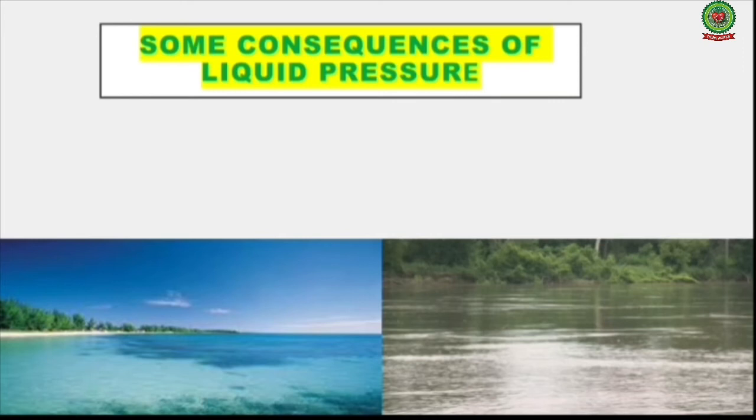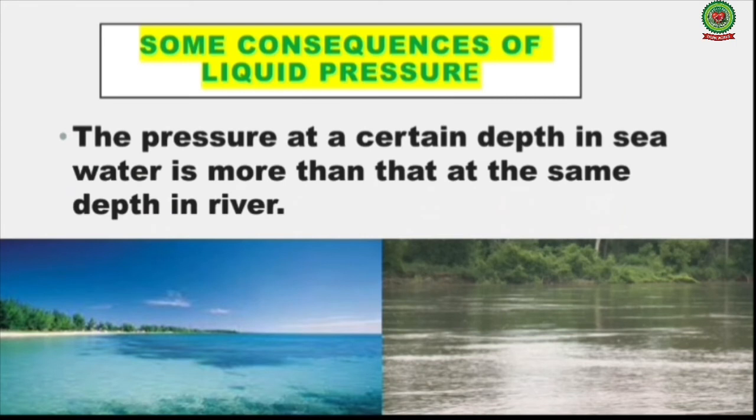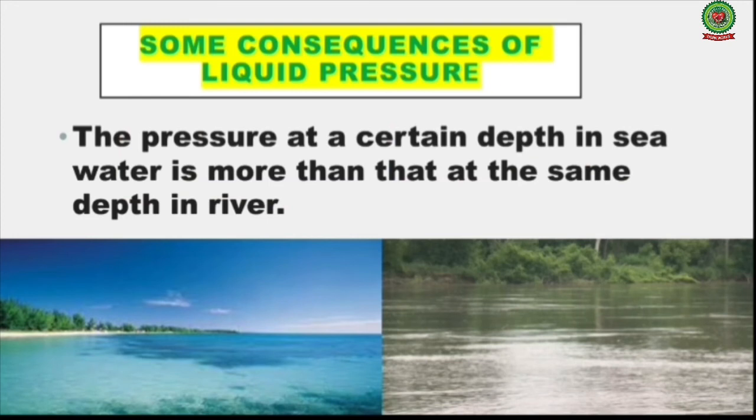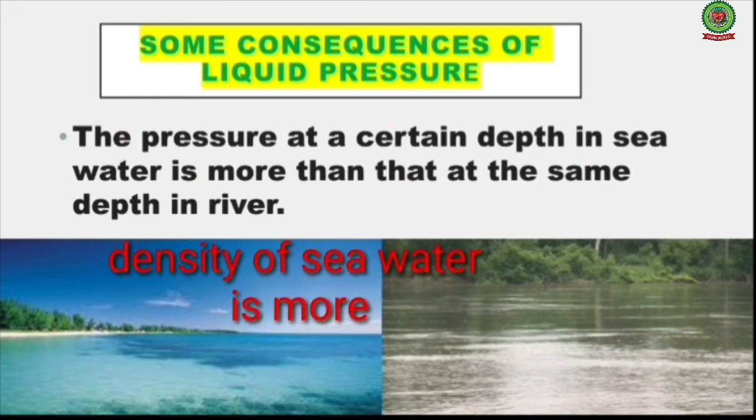Now we will study about its effect in our daily life. First consequence is that the pressure at a certain depth in seawater is more than that at the same depth in a river. Students, we know that pressure inside a liquid at a certain depth is P equal to h rho g. More the density of the liquid, more is the pressure. As the density of seawater is more than the density of river water, the pressure at a certain depth in seawater is more as compared to river water.